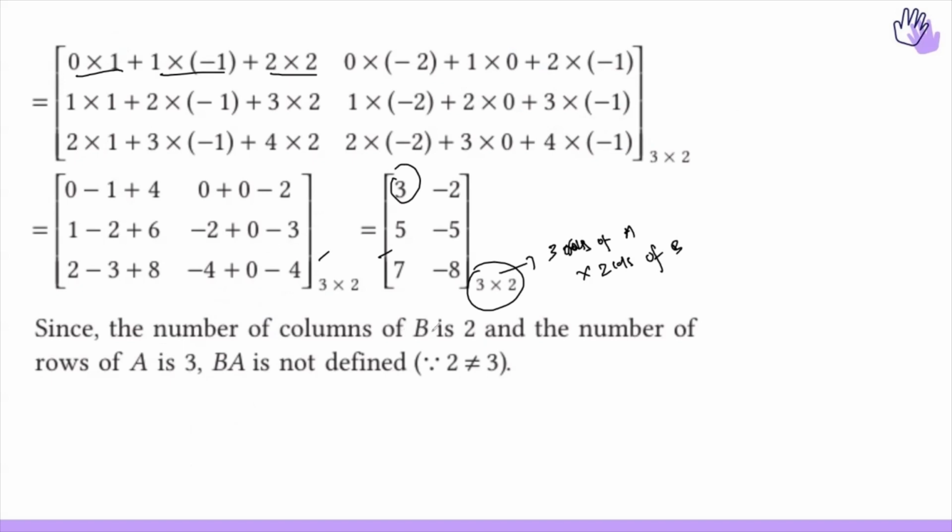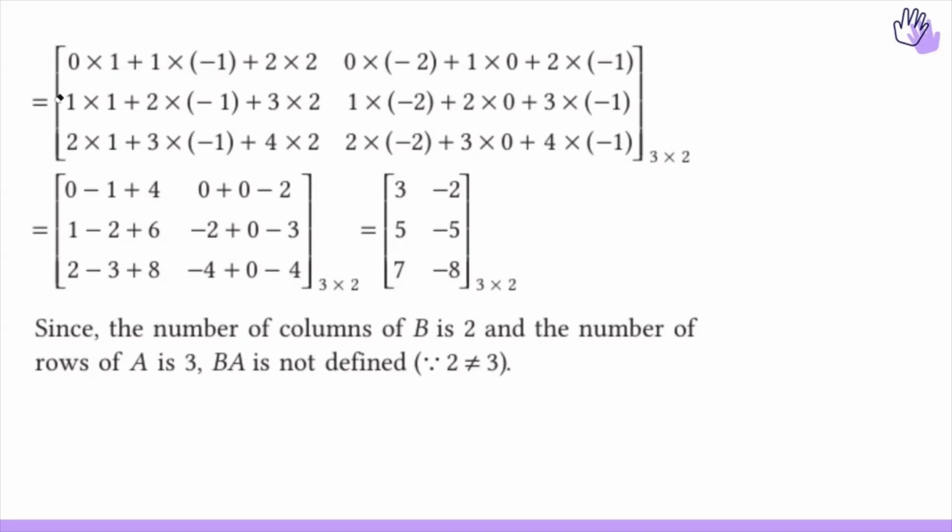Since the number of columns of B is 2 and the number of rows of A is 3, BA is not defined. For BA to be defined, the number of columns must be equal to the number of rows. But we could see that that is not the case. Both of them are not equal. So that is the reason BA is not defined. I hope you people have understood.